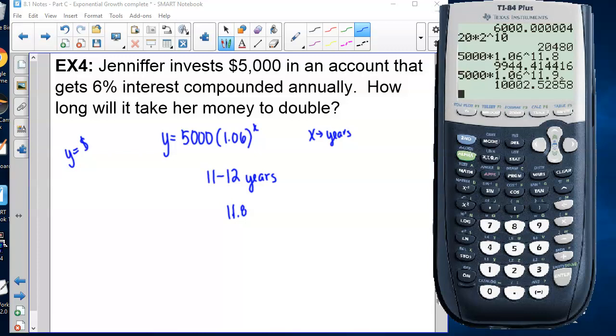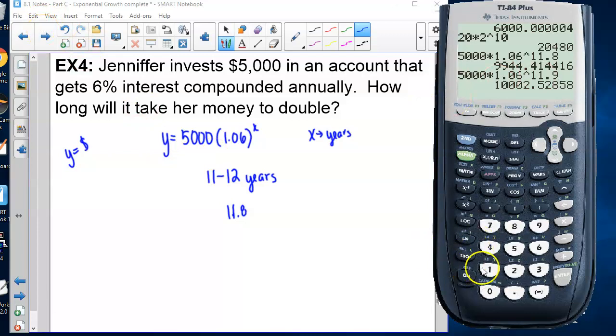Okay. Sometimes I'll ask you in which year did the amount of money first exceed $10,000? So then you would answer the number just 12. That's the first full year that it had gone above $10,000.